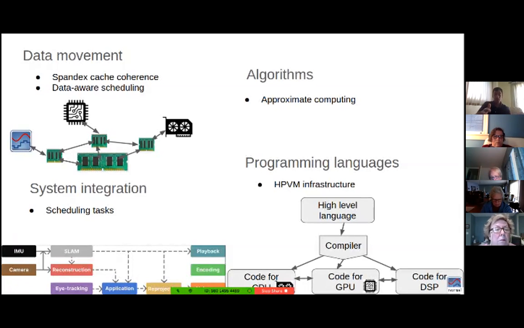In order to do that, it needs to know how it's actually going to affect the end user. And then for algorithms, this is what I'm going to be doing more work on in the future. But the idea right now is to use approximate computing.